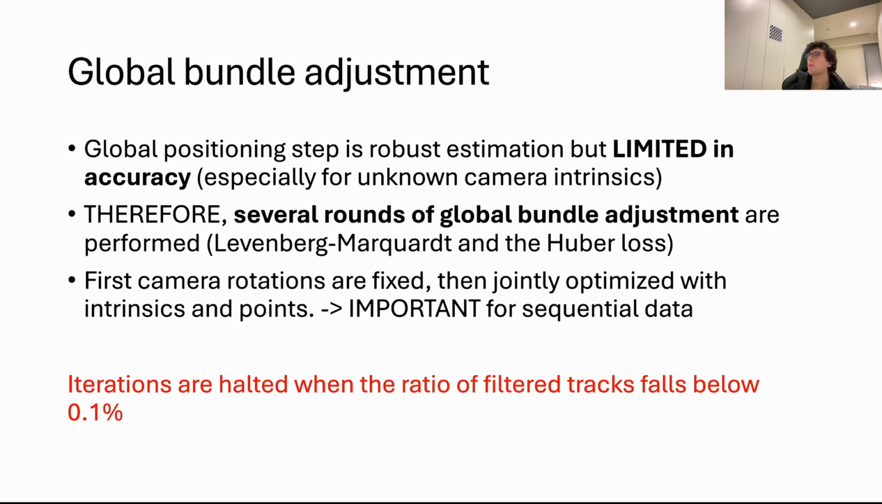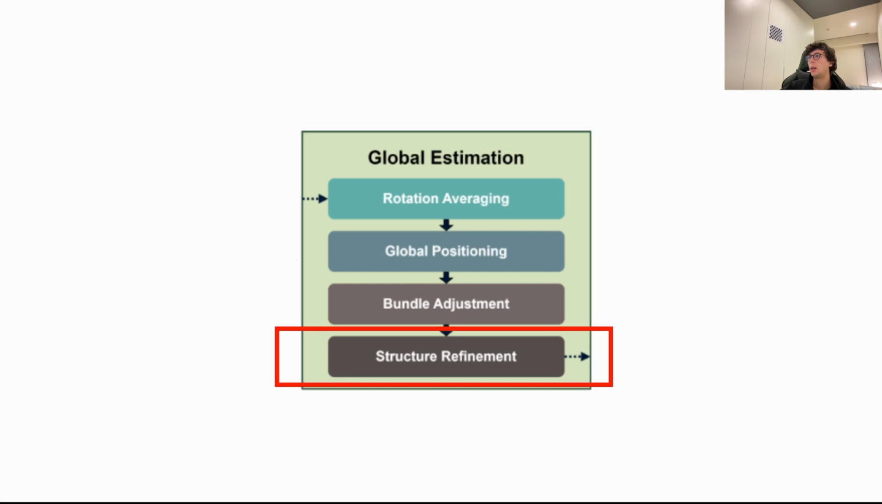and points in space, but it's limited in accuracy. Therefore, several rounds of global bundle adjustment are performed using Levenberg-Marquardt and the Huber loss. And in a special way, let's say, first camera rotations are fixed and then jointly optimized with intrinsics and points. And this is very important for sequential data. This goes on until the ratio of filtered tracks falls below 0.1, so most of the tracks are accepted. And yes, now we have the structure refinement.